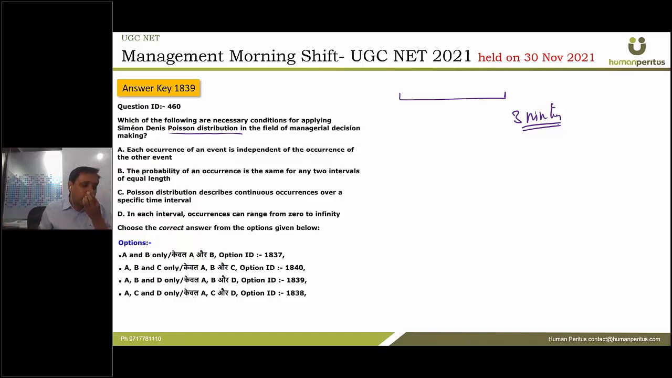Third one is that probability will approach 0 as this window of time is reduced from 3 minutes. If you go 3 minutes, 2 minutes, 1 minute, and so on, the probability of occurrence will tend to become 0. So again, these assumptions are given. The only thing you have to note is that it is given that Poisson distribution describes occurrence over a specific time interval. Please note that Poisson distribution is not continuous, but it's a discrete kind of distribution.